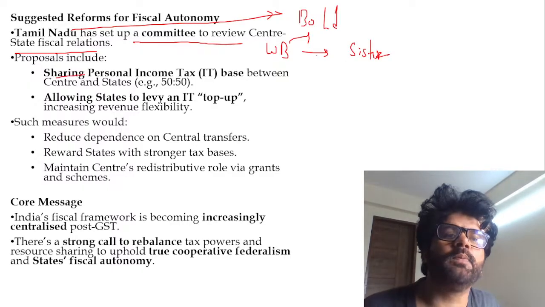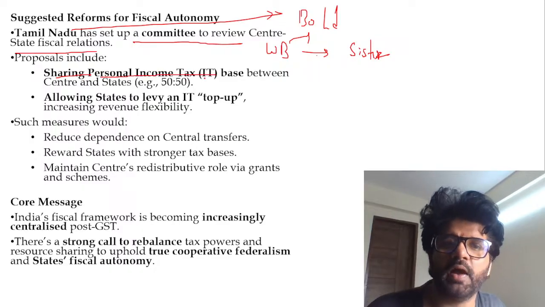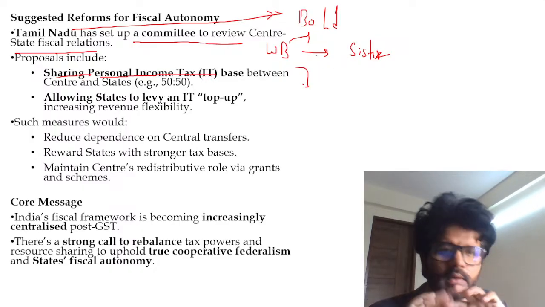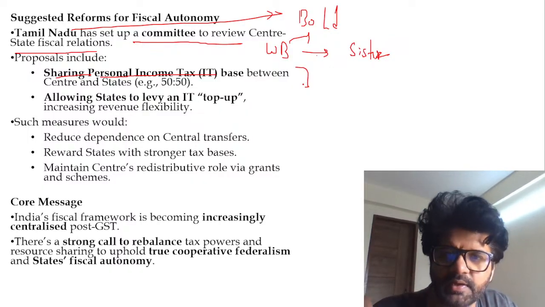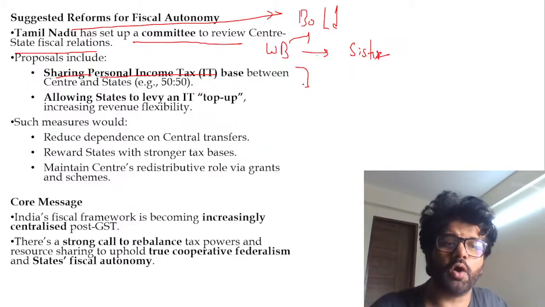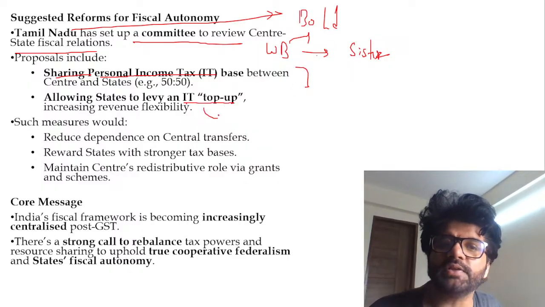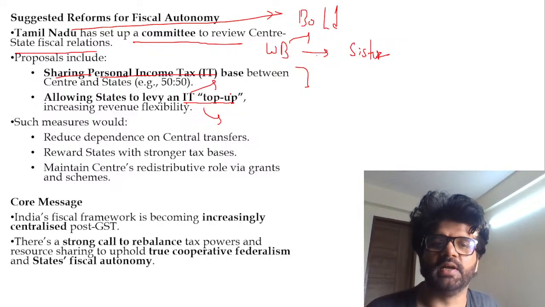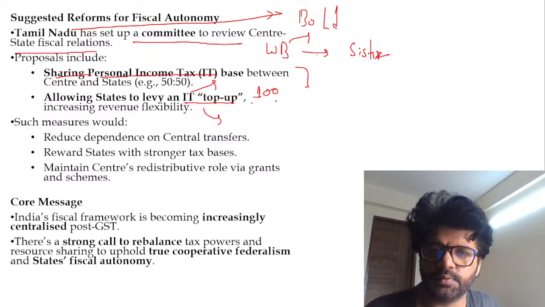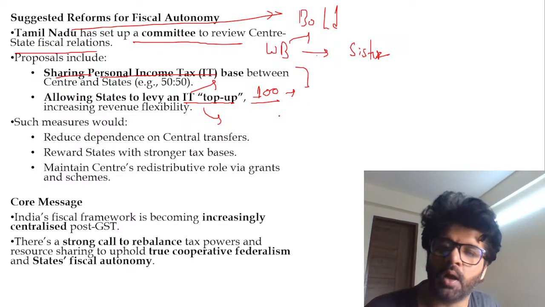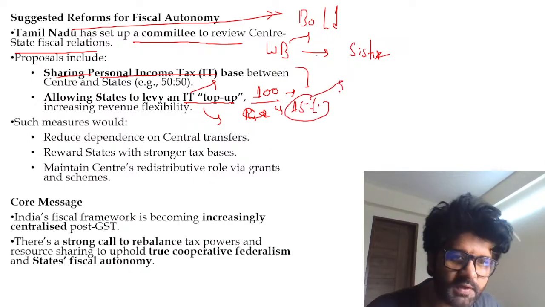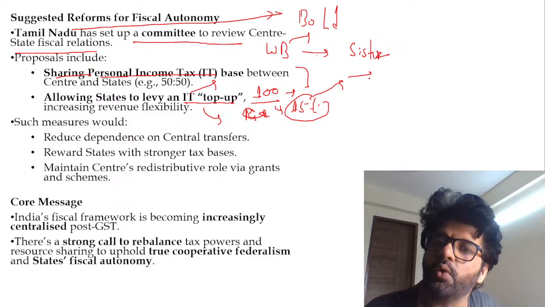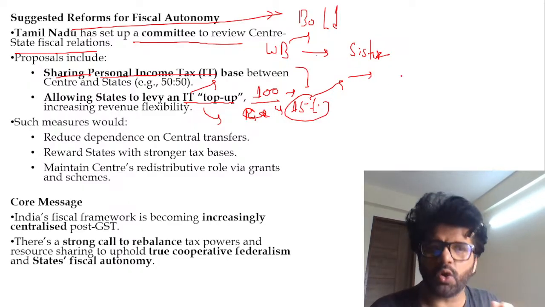So now, what are the proposals? Personal income tax. Here, share 50-50: whatever income tax the center is generating, instead of keeping it with itself, divide it 50-50. Or allow states to levy an IT top-up. What is an IT top-up? IT is income tax, guys. So let's say 100 rupees is the income tax. Above this 100 rupees, allow states to charge 20% more, 15% more. Whatever is charged by the respective state will go into the pocket of the states. That will not be taken by the center.